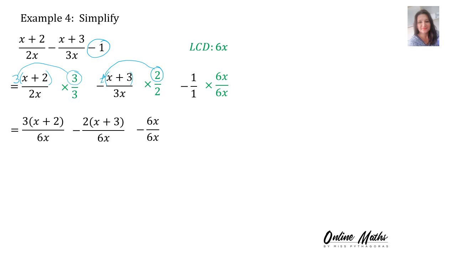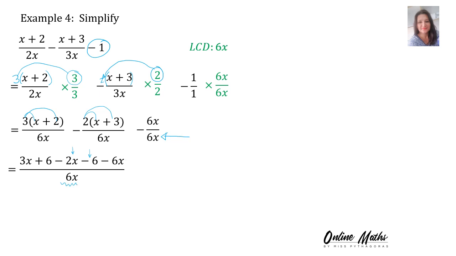And now, all three of your terms are indeed over the denominator. So now you're going to put everything over just 6x. And you're going to say 3 times x is 3x, and 3 times 2 is 6. And here you're going to say minus 2 times x is minus 2x, and minus 2 times 3 is minus 6. And then minus 6x, and now everything is over 6x.